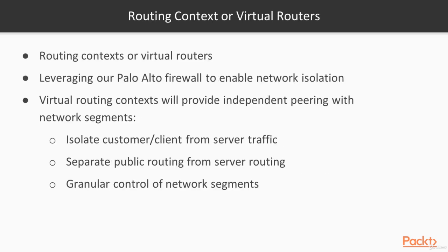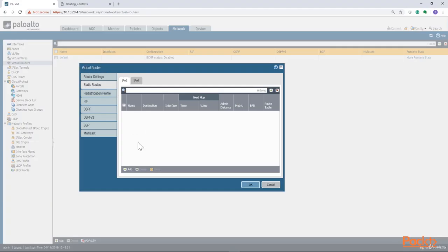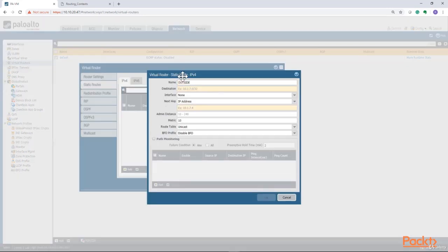We're also going to be taking a look at the routing context. So the routing contexts are those specific firewall sessions that are dedicated to route traffic, and this is where we enable dynamic routing protocols, static routes, etc. So we're going to take a look at that.